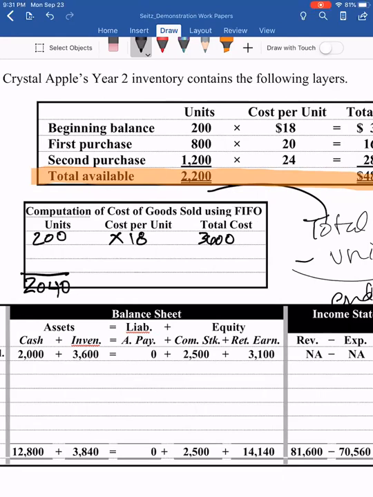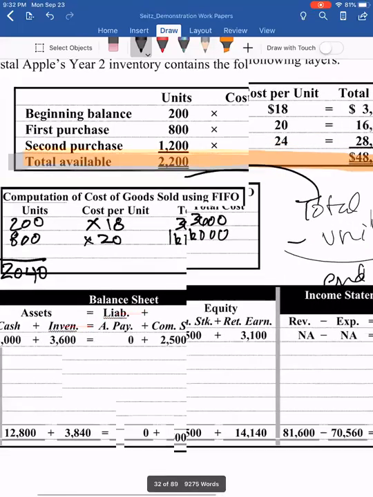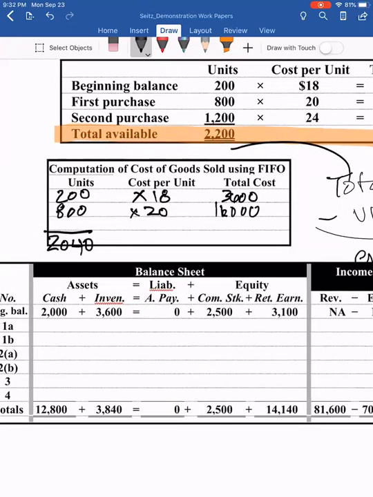So I'm only at 200. Well, if I add in 800 units, I'm still at 1,000. I'm not there yet. Those 800 units cost me $20 per unit. I'm pulling from the chart here. So my total cost is 16,000. Not there yet. I need an additional 1,040 units. Out of this 1,200, 1,040 units would go to cost of goods sold.